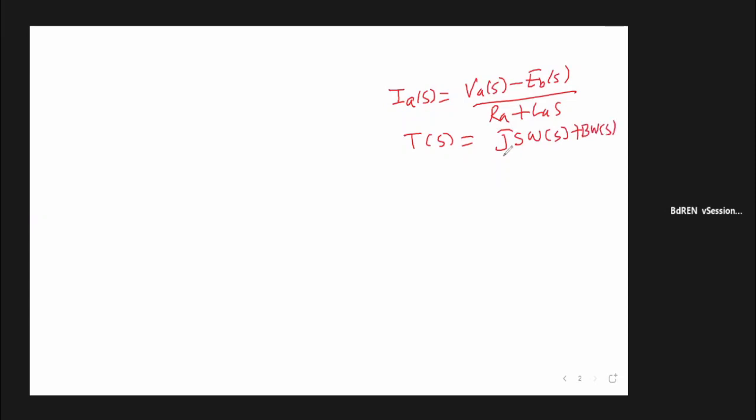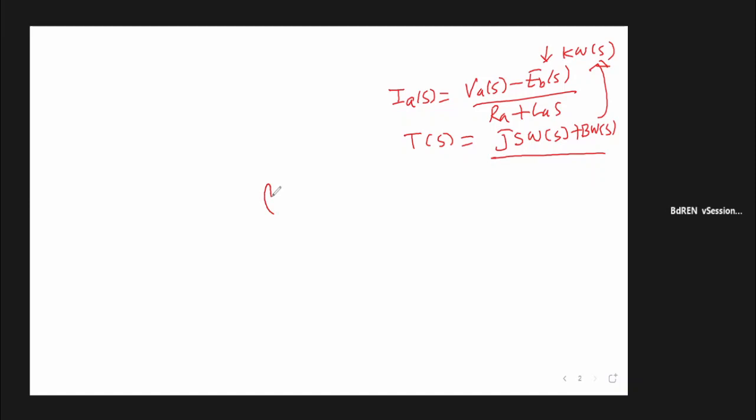Okay, start with the equation, then it will be easy for you to understand. You see that your Ia(s) is equal to what? It would be equal to VA(s) minus Eb(s) divided by Ra plus Las. Is it okay? Yes, sir. Fine. Now your torque T(s) would be equal to Js omega(s) plus B omega(s). Is it okay? Yes, sir. Fine. If this is your case, Eb is equal to K into omega(s). That means this omega is coming there.